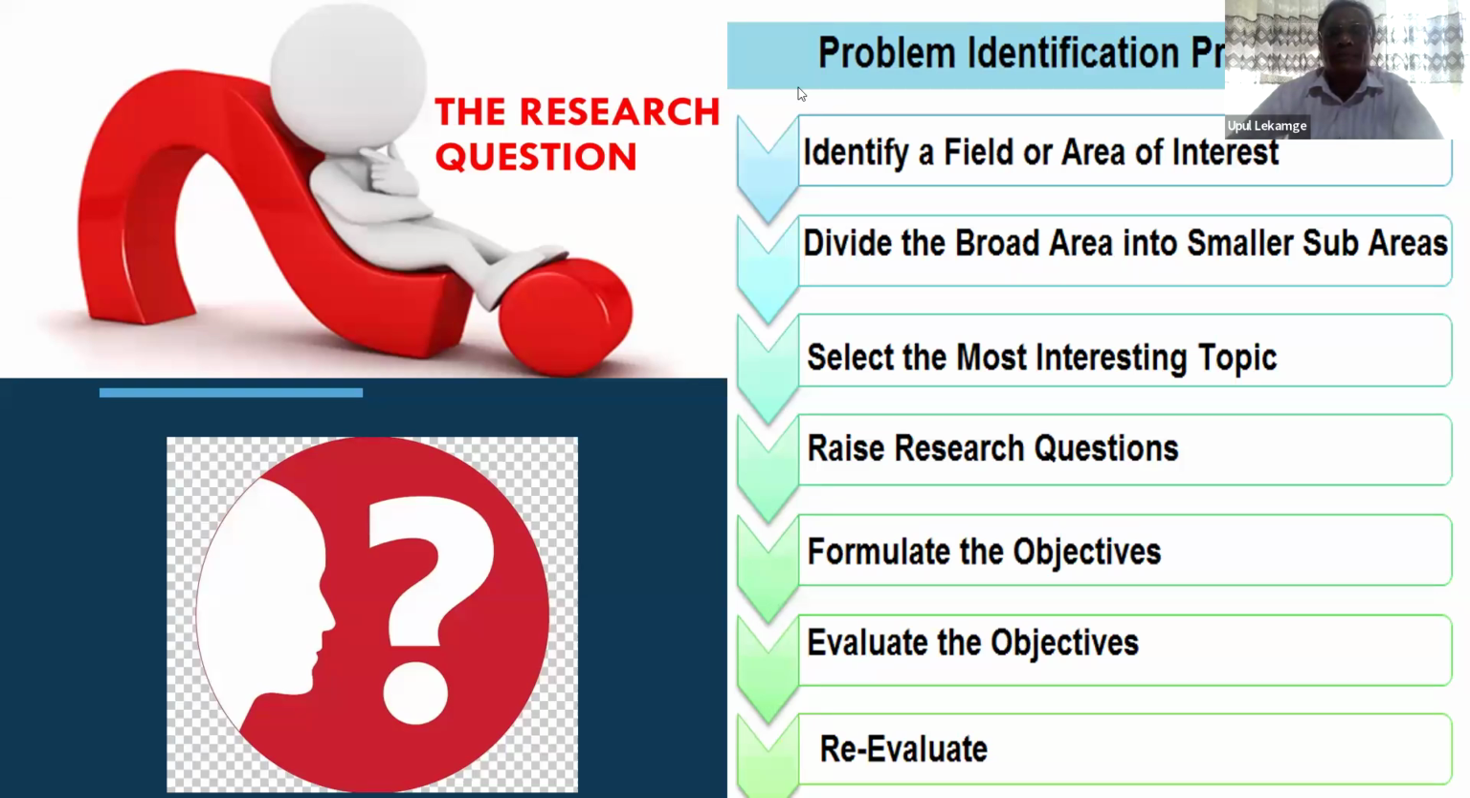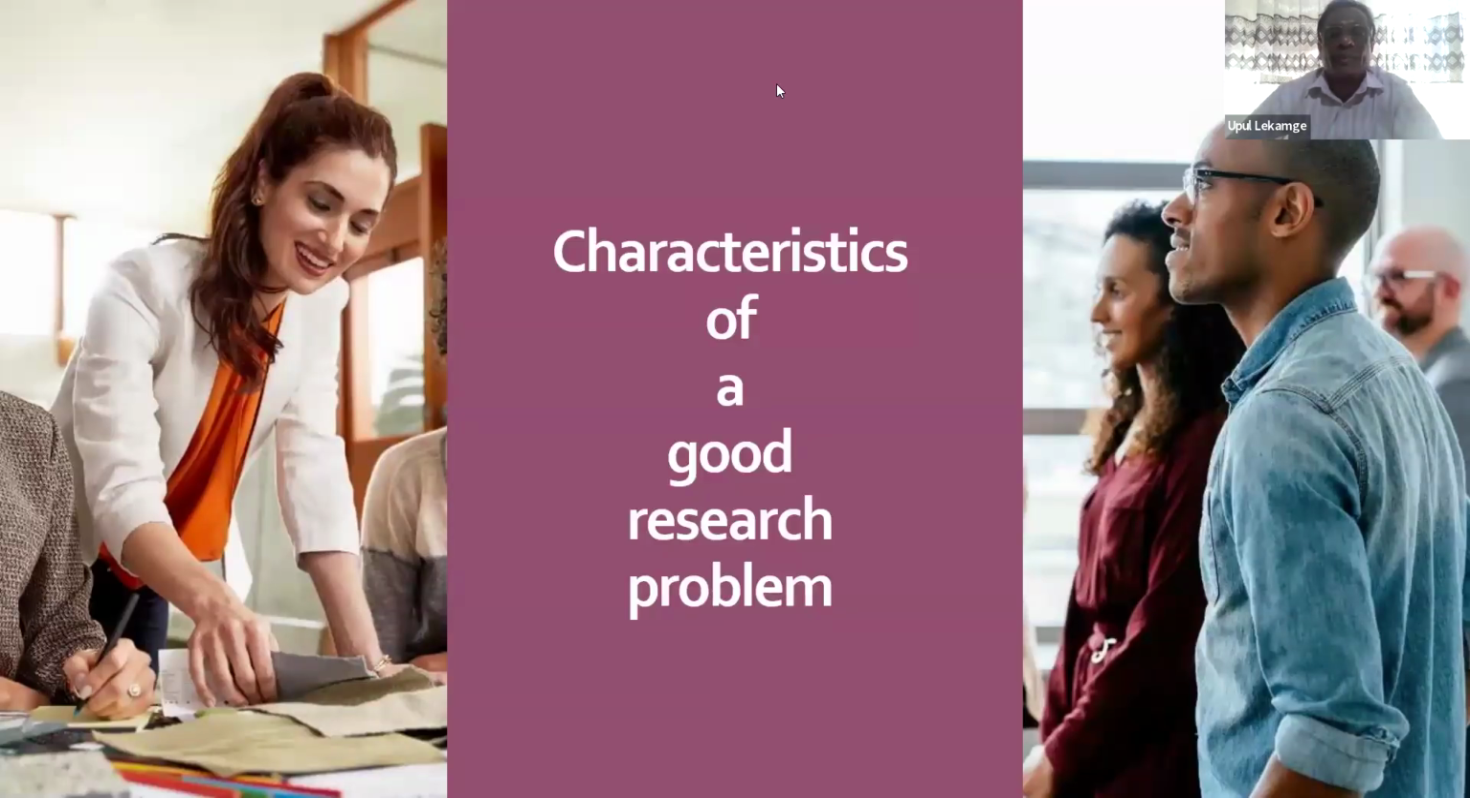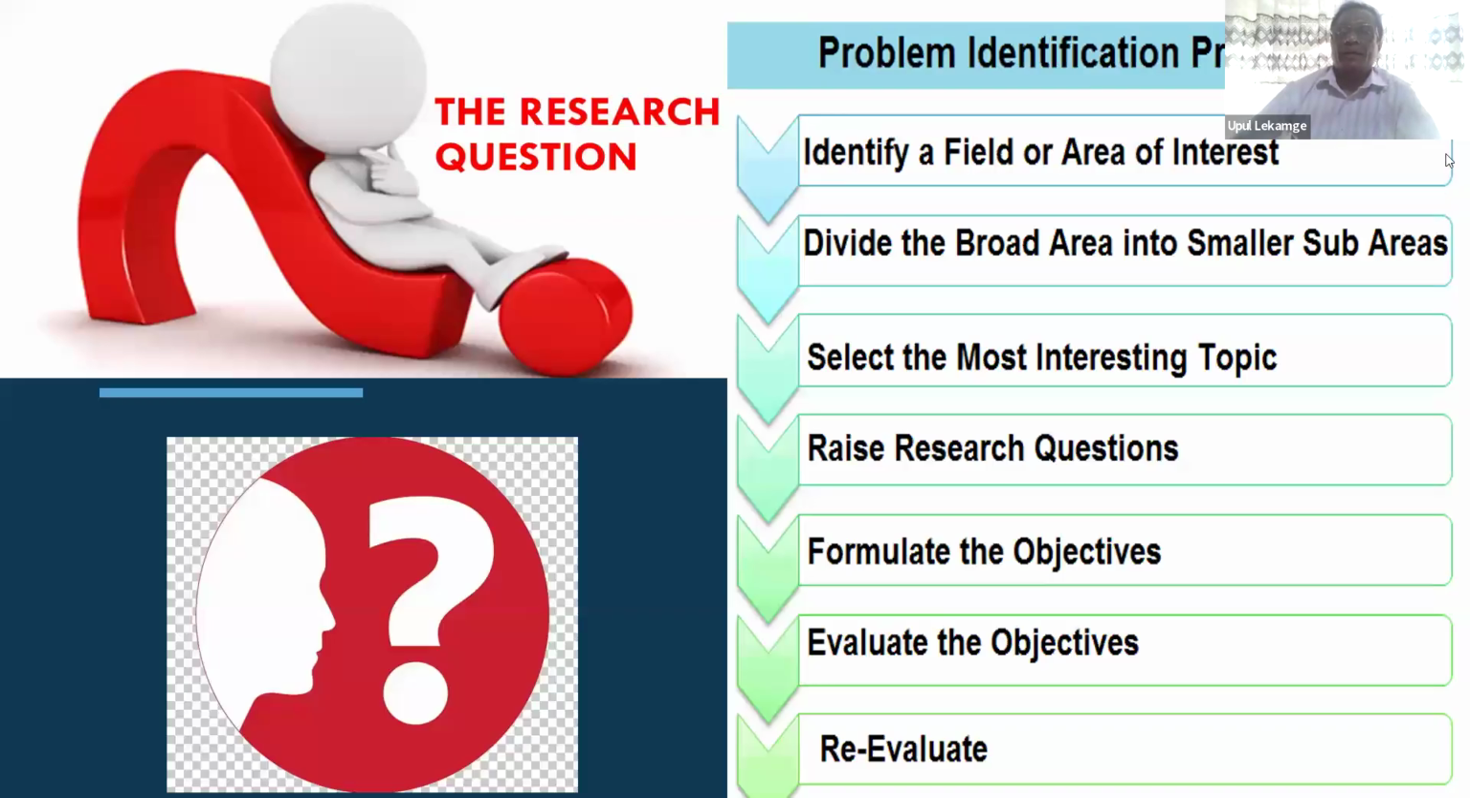Just a second. Right, the first one. The top heading you might not see, but don't worry. It is the research problem identification process. Then the first and foremost thing is to identify a field or area of interest.